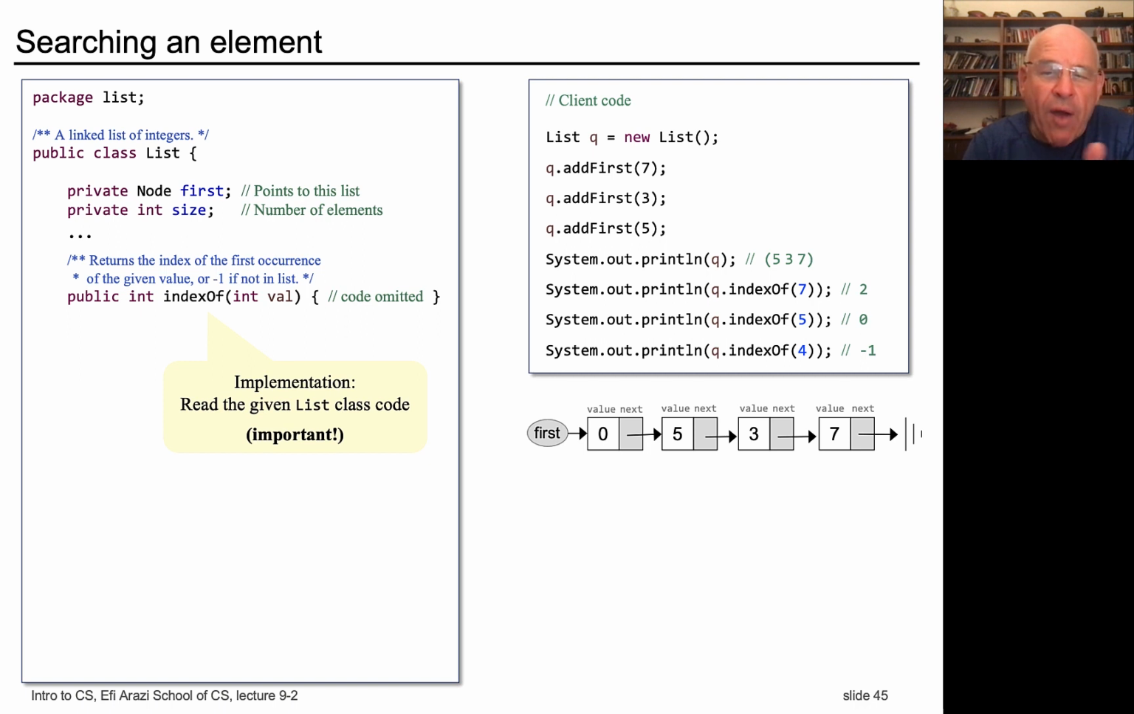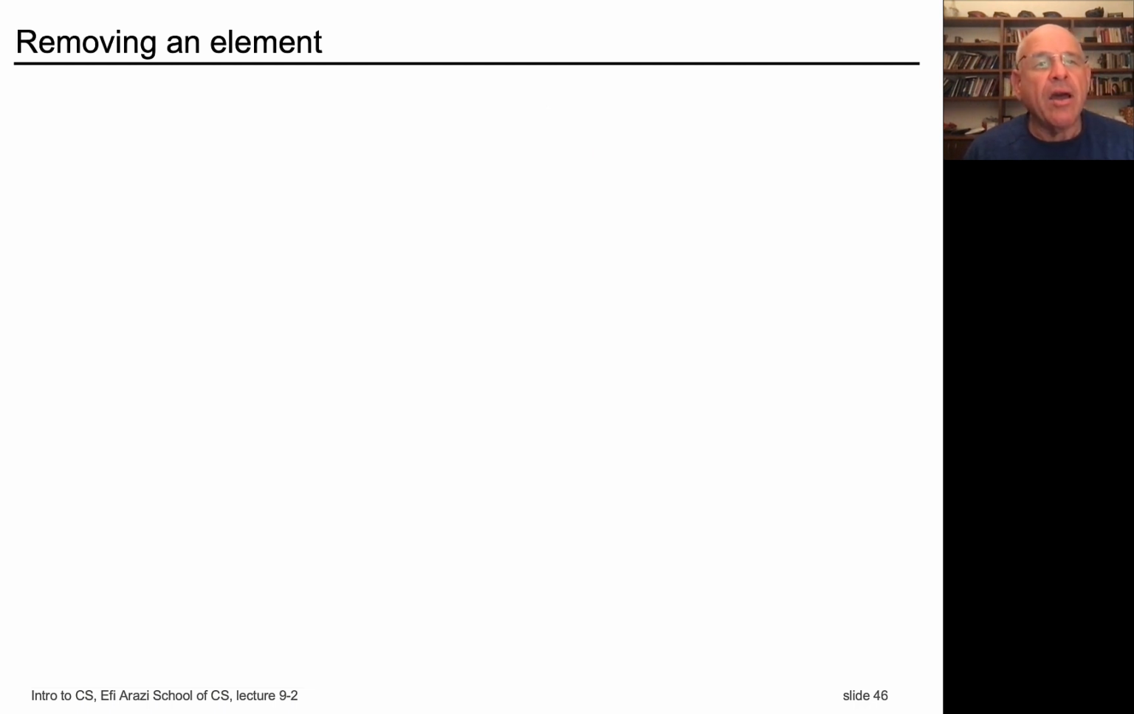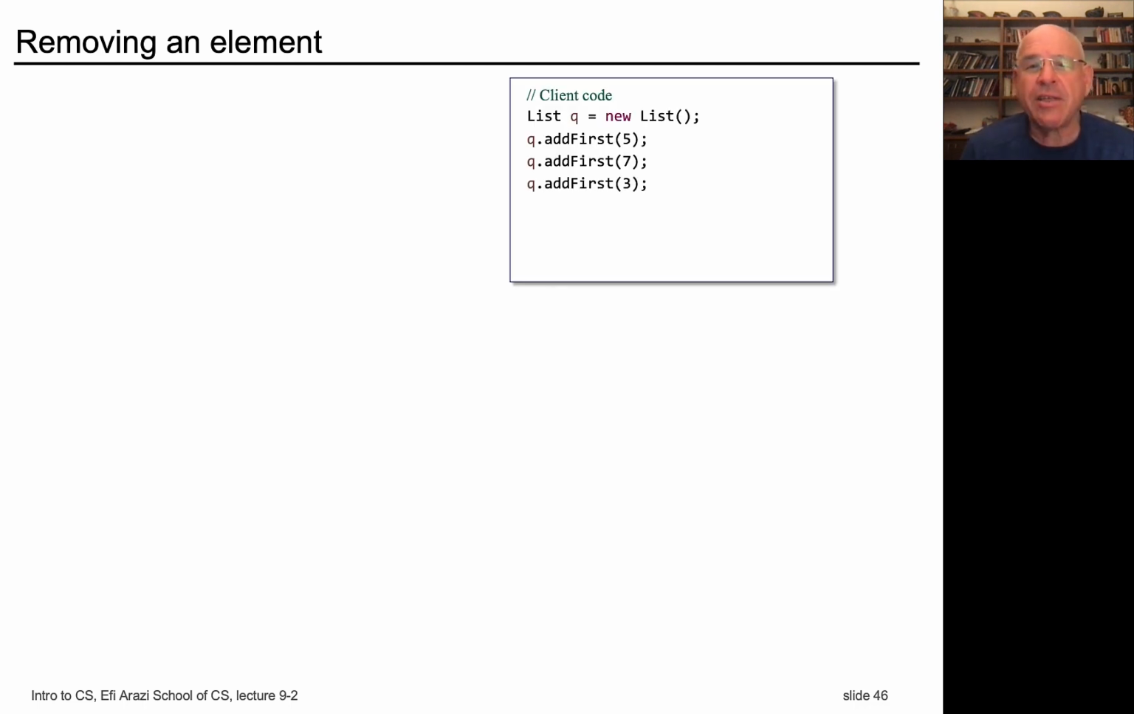So you can either try to do it yourself or look at the code that I gave you, and this is how we search an element in a list. All right, the last thing that I want to discuss is how to remove an element from a list.